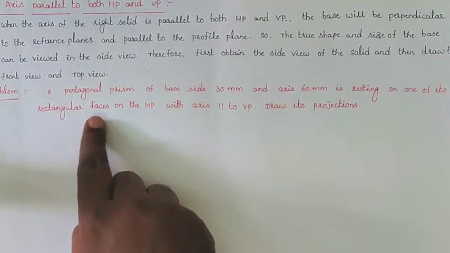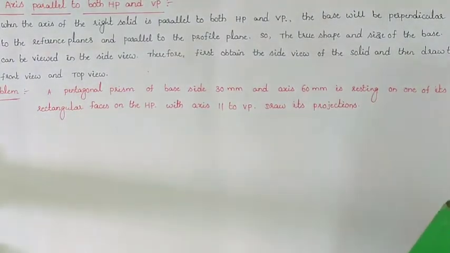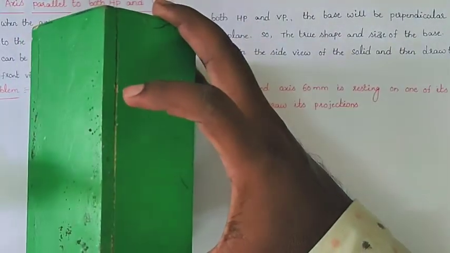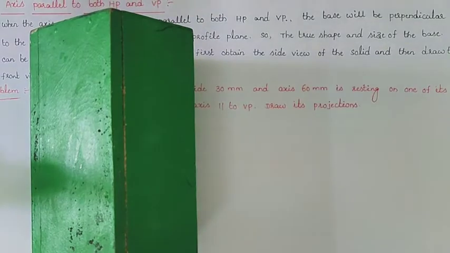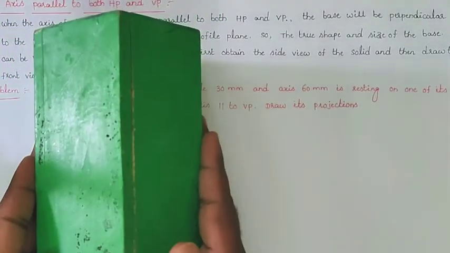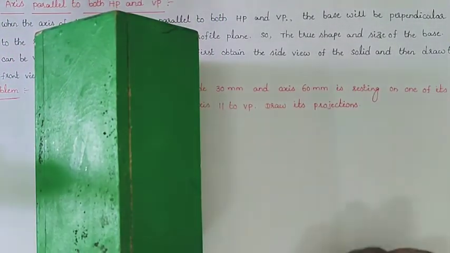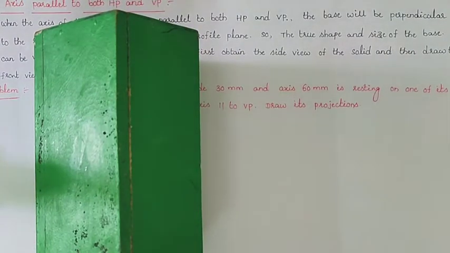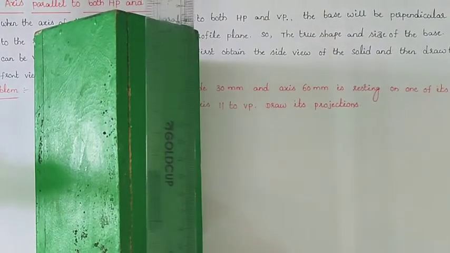and which is resting on one of its rectangular faces on the HP. One of its rectangular faces. So here in the prism, these are the rectangular faces. In the pentagonal prism, we have 5 rectangular faces. One of the rectangle faces is on the HP, means on the ground. So whenever one of the rectangle faces is on the HP, what is the axis inclination?